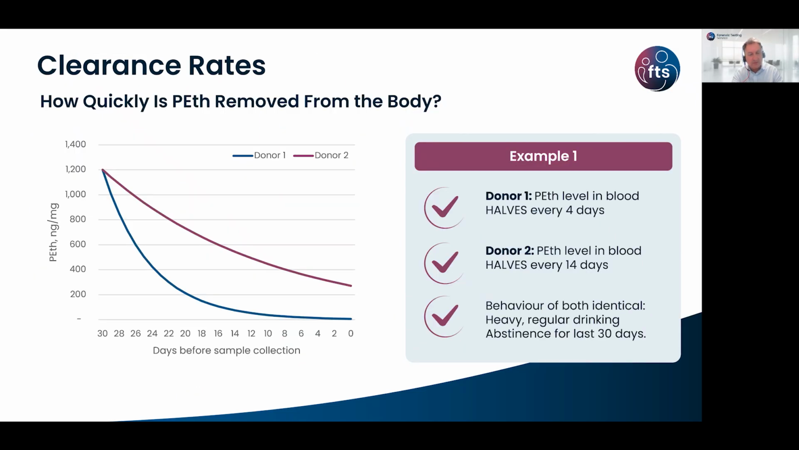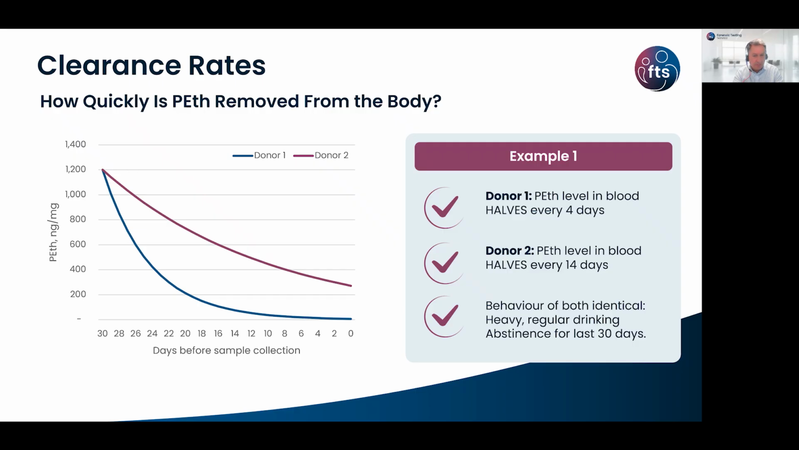So all the labs have to be mindful of this, and we are, but you would just check with them, if you're instructing for PEth, that they understand the PEth half-life and they have an understanding of the person that they are collecting the sample from. So you can see what that looks like in graph form. You will see that donor 1, who was individual A, there's a much steeper reduction. The levels drop quite significantly and quite quickly.